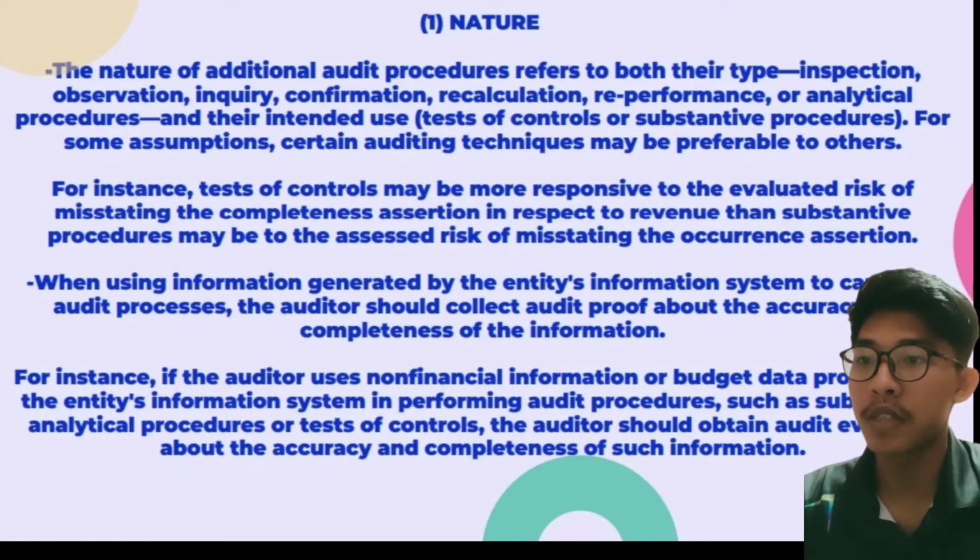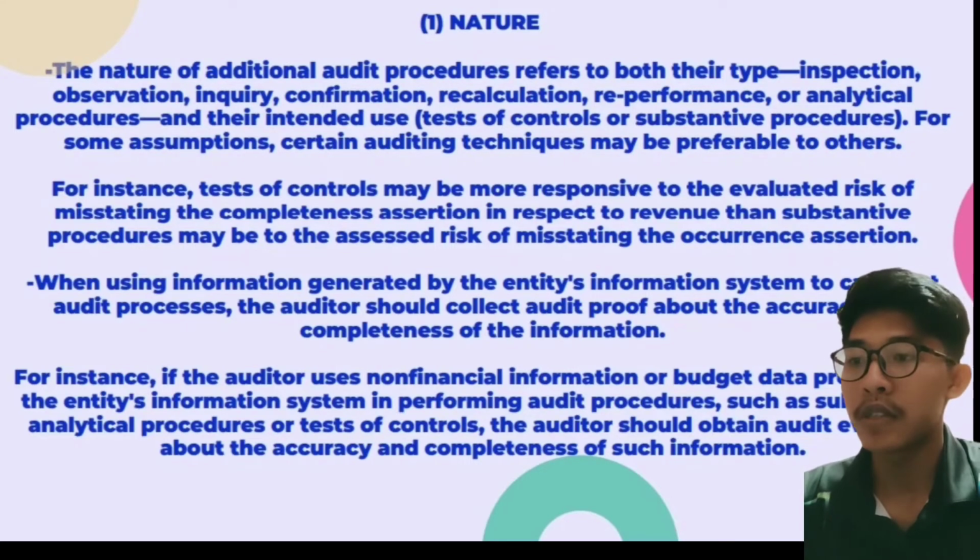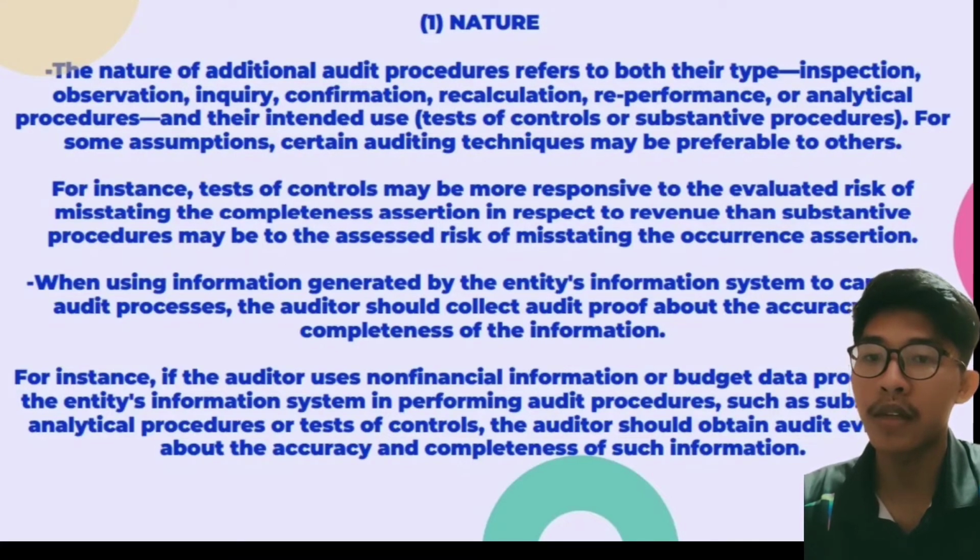When using information generated by the entity's information system to carry out audit procedures, the auditor should collect audit proof about the accuracy and completeness of the information. For instance, if the auditor uses non-financial information or budget data produced by the entity's information system in performing audit procedures such as substantive analytical procedures or tests of control, the auditor should obtain audit evidence about the accuracy and completeness of such information.